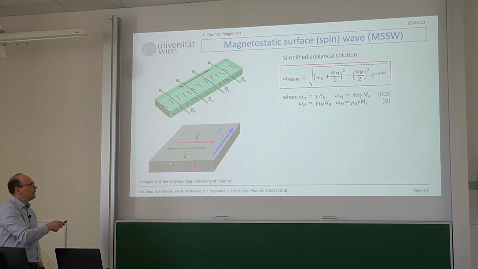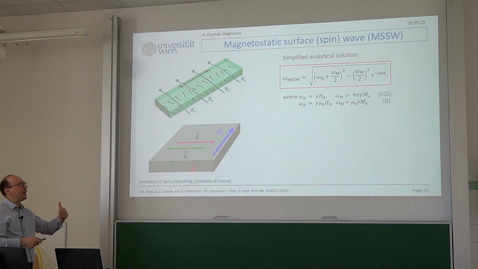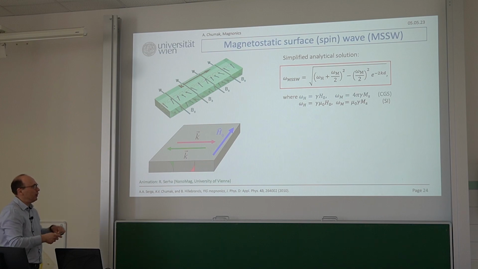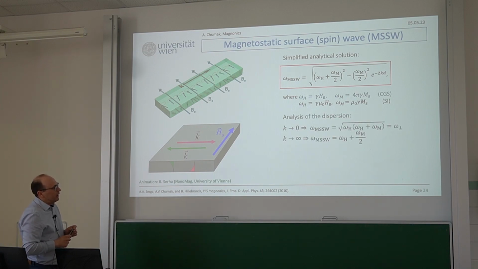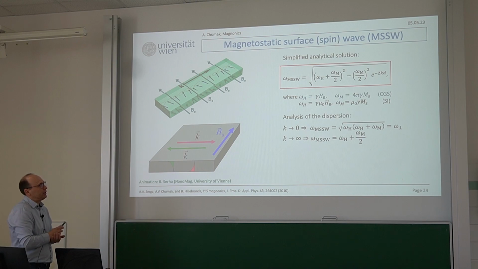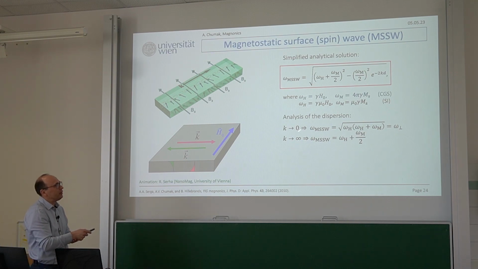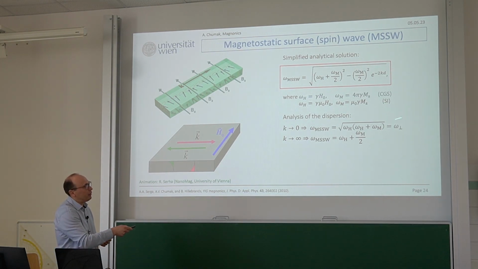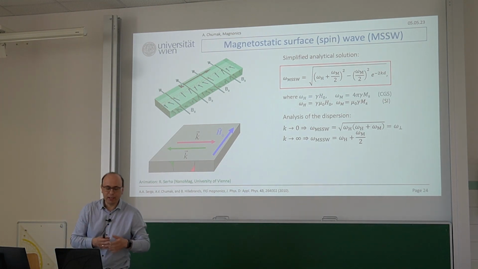But principally, you should understand that now the distribution of magnetization inside of the film is given by an exponential function with a maximum at the surface, and then it decreases exponentially in the volume. Let us analyze the dispersion curves. Again, we do it simply from this analytical formula. If k is equal to 0, then omega magnetostatic surface spin wave is equal to omega perpendicular, which we know very well. And this is correct because this is the ferromagnetic resonance frequency for an in-plane magnetized film.